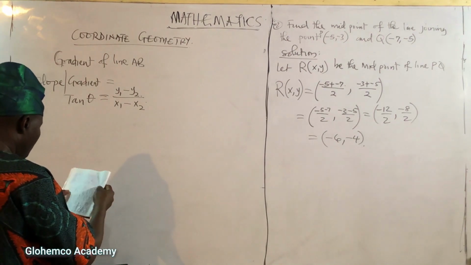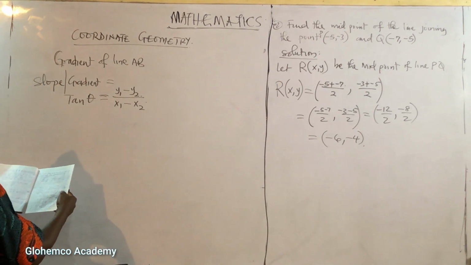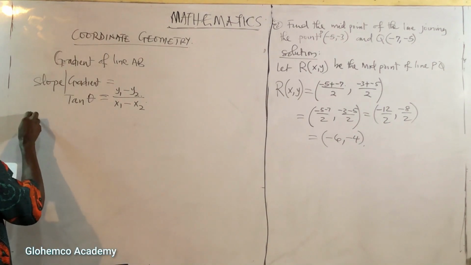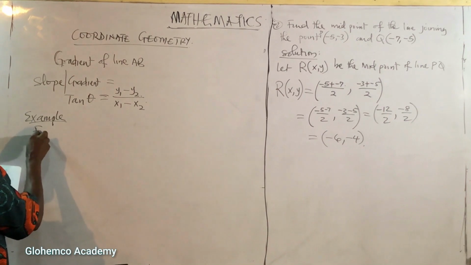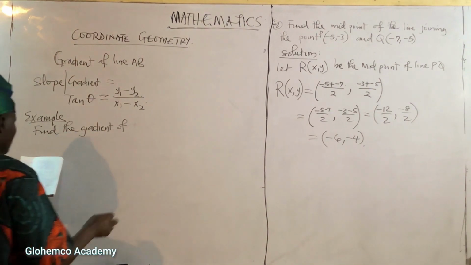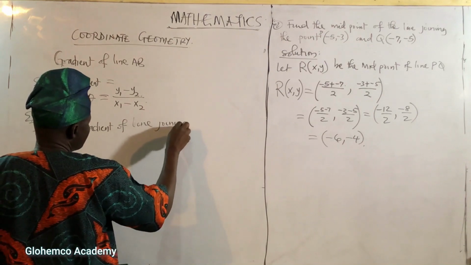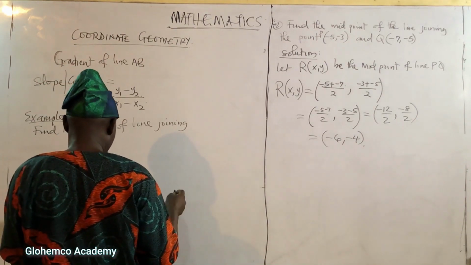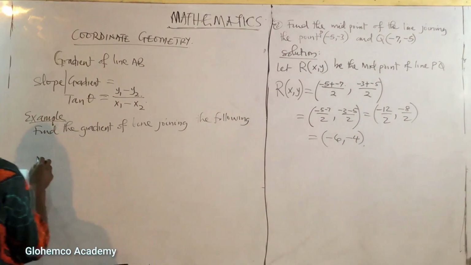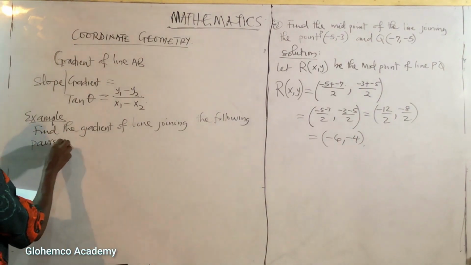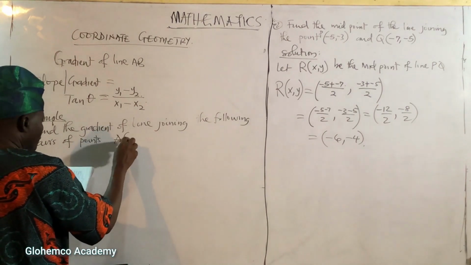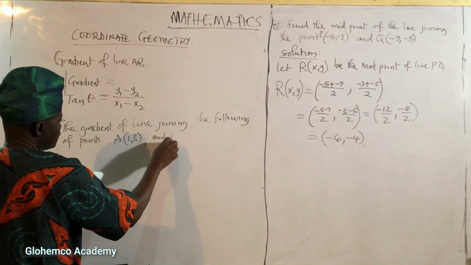For instance, here is an example. Find the gradient of the line joining the following pairs of points. A is and B is.